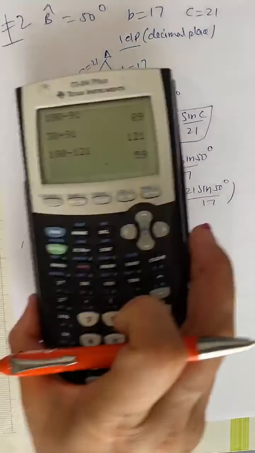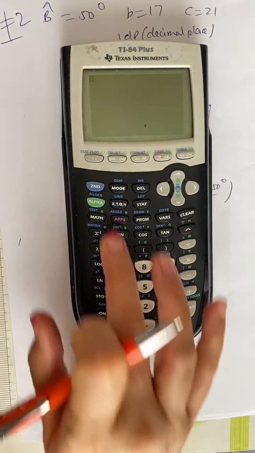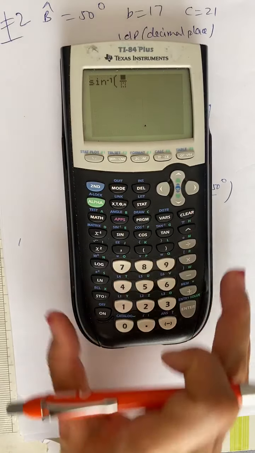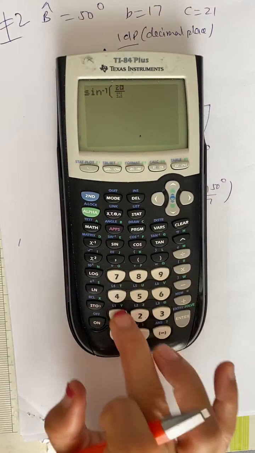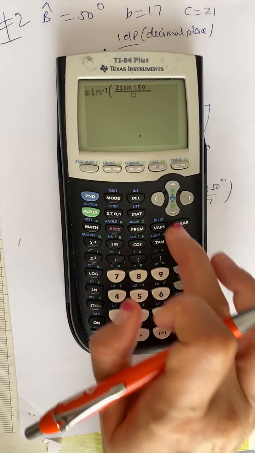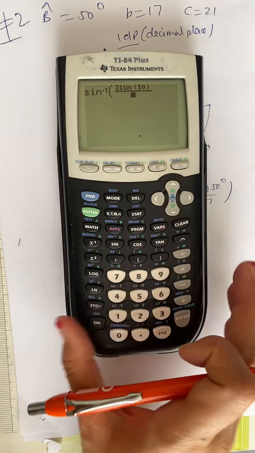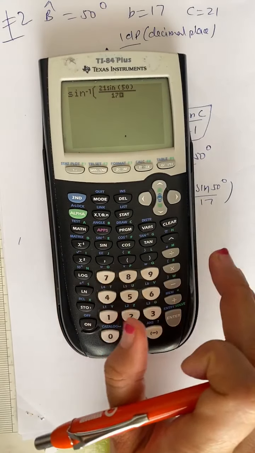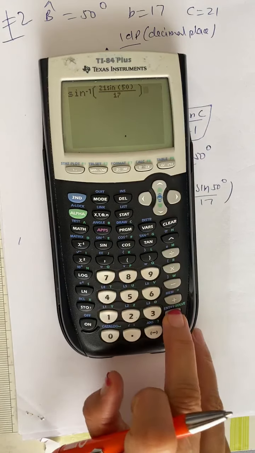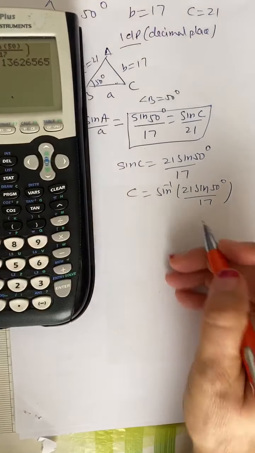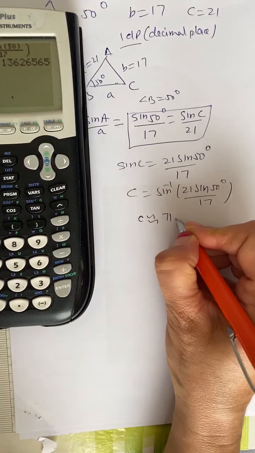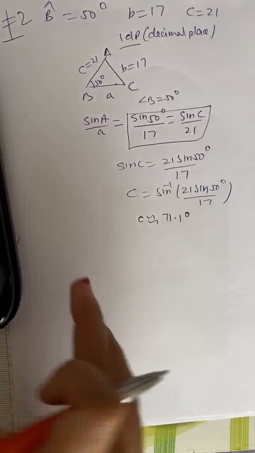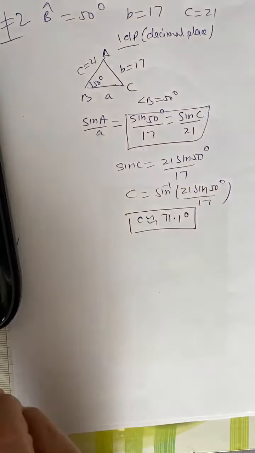This is degrees. Make sure your mode is on degree. I'm going to plug this in very quickly so that you can see one more time. You go to second, sine inverse, then alpha, and then you have 21 sine 50, close the bracket, divide by what was the value in the denominator, 17, close the bracket, and then enter. So I got 71.1. So C is approximately 71.1 degrees. As you can see, we got 71.136. Now this is one possible value of C.